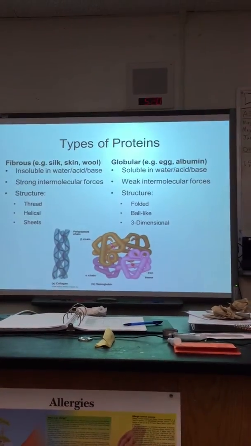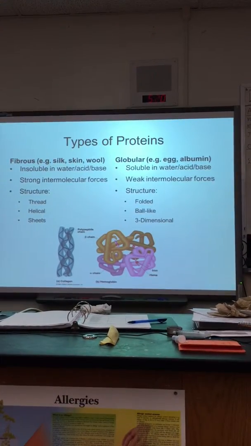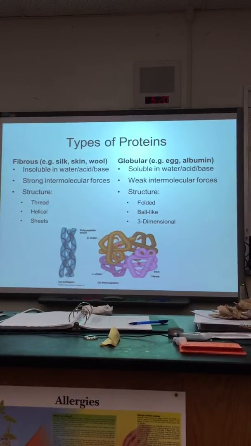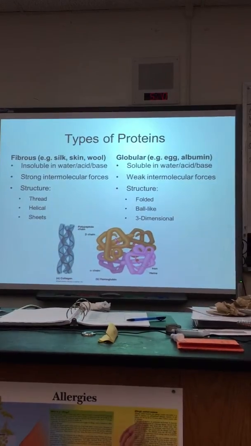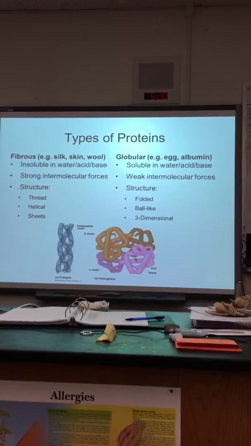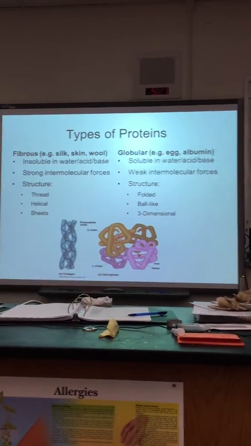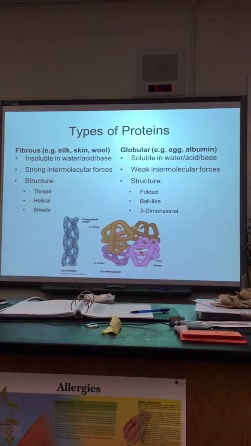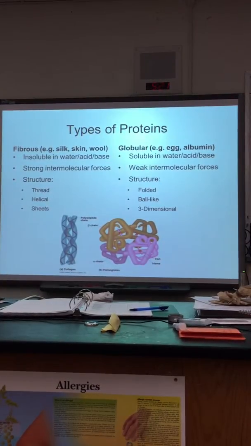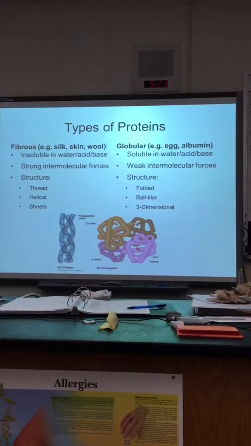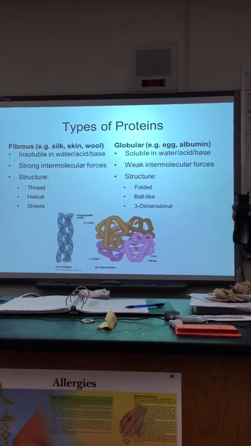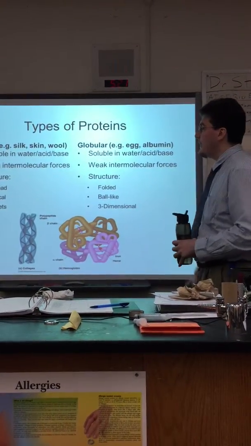There are 2 types of proteins. The 2 types of proteins, for your purposes, are fibrous and globular proteins. Fibrous proteins are fibers, like silk, wool, and skin. They are generally insoluble in water, in acid, in base. They have strong intermolecular forces that hold them together. And their structure is typically sheets, threads, or helices. They are threads. They are what bind us, like the force. So they have very strong forces.